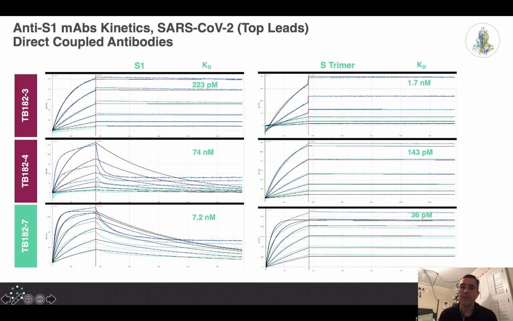We also use the library to find antibodies to the SARS-CoV-2 S1 protein. Shown here are three antibodies that have either nanomolar or even picomolar binding to S1 and/or the S protein trimer. Again, showing that we can pull out very high affinity antibodies against any target we wish.